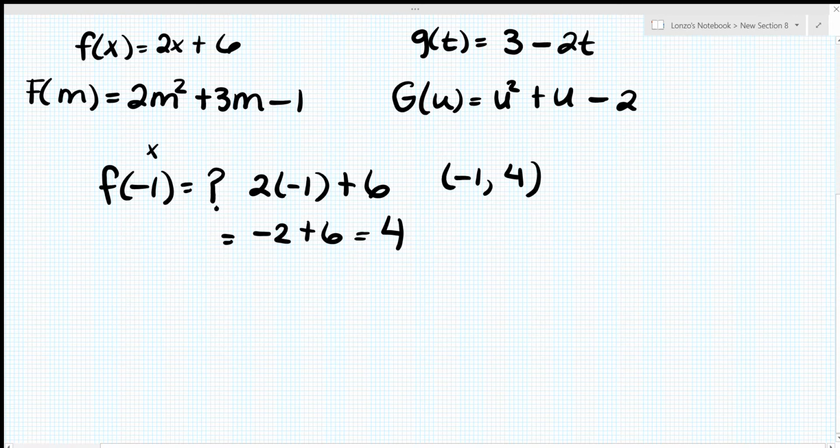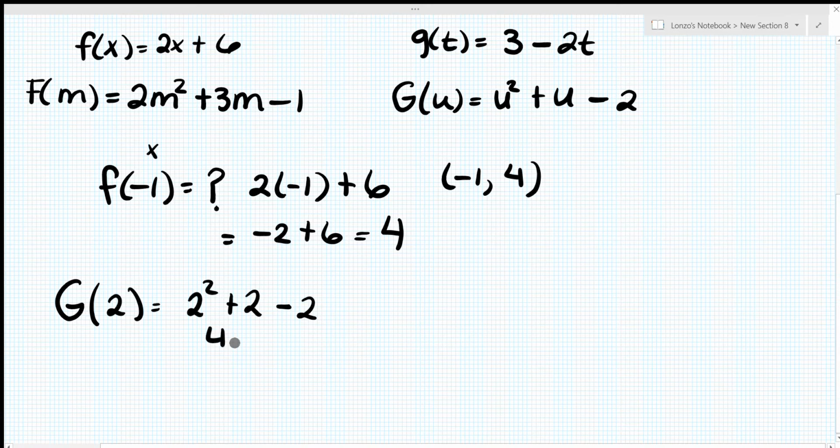What if I wanted to find big G(2)? Here's the G function. You plug in 2 for u, and then you get your y value. Wherever you see u, you put 2. So it's 2 squared plus 2 minus 1... wait, as spoken: 2 squared plus 2 minus 2. When you put that all together, you get 4 minus 4, which is 0. So when you plug 2 into the G function, you get a y value of 0. In coordinate form, it's (2, 0).